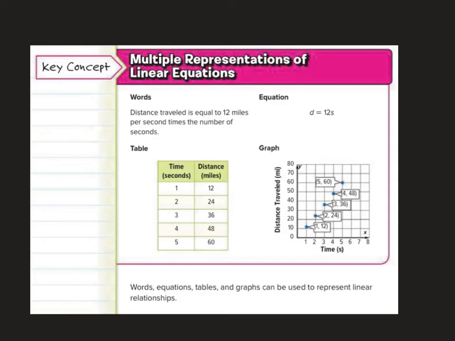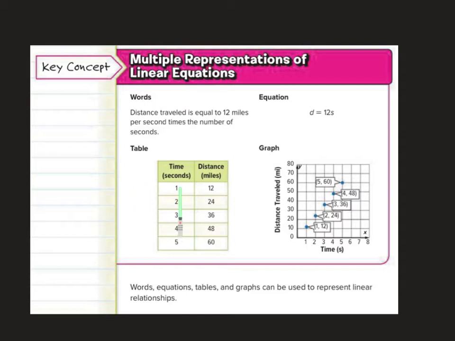So first, let's take a look at what we're talking about when we're talking about multiple representations of these linear equations. We can represent them in words. For example, the distance traveled is equal to 12 miles per second times the number of seconds. We can represent this same scenario in an equation. D equals 12s, so distance equals 12 times the number of seconds.